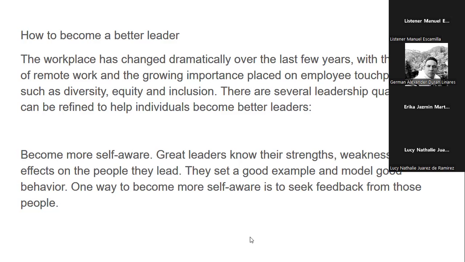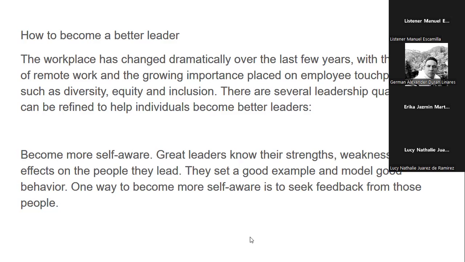Very good. That is to become more self-aware. When you know who you are, what good things you have and bad things, because nobody's perfect, right? So great leaders know their strengths, that is the good things, and weaknesses, that are the bad things, and effects on the people they lead. So that is very, very important, that you know yourself. They set a good example and model good behavior.